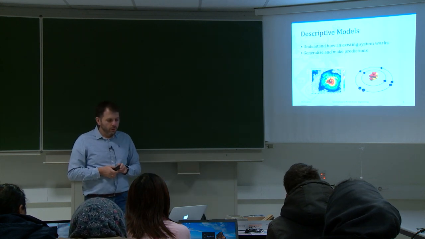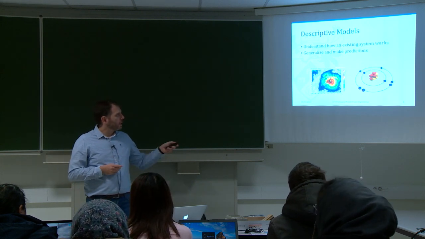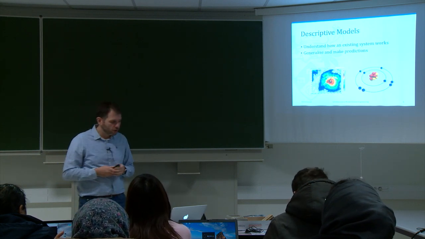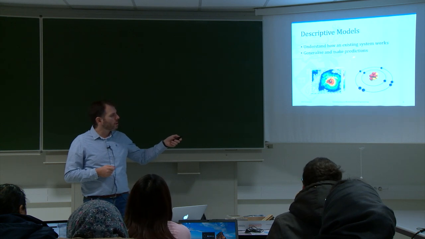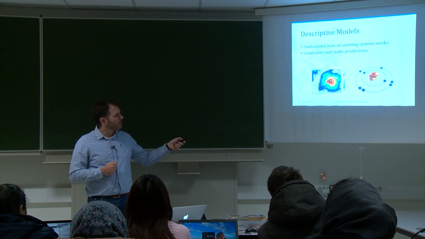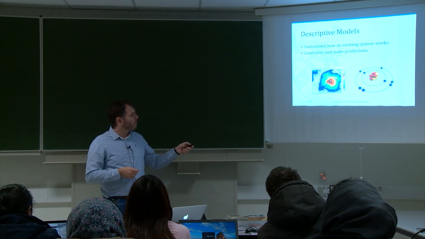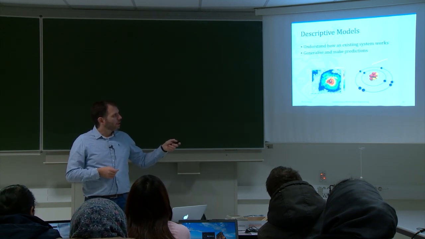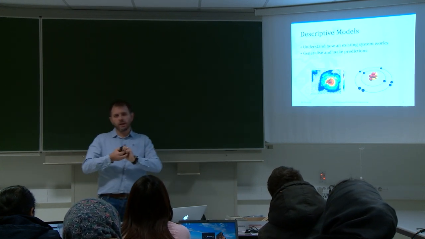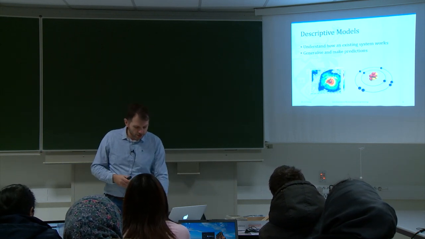Why we construct descriptive models is mainly to understand how existing systems work, unveil their inner workings, and also to generalize and make predictions about the future, right? If we have such a model, we can start making predictions about where this hurricane is going to go, or how quickly it will dissolve. And here, if we have models of different atoms, we can make predictions about whether they're going to stick together or push each other apart. So these are descriptive models.